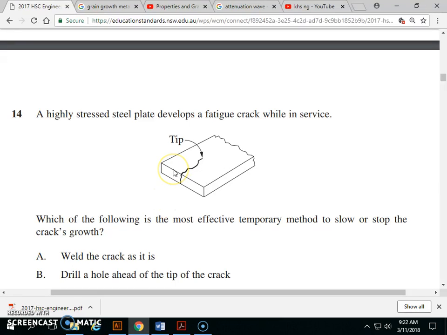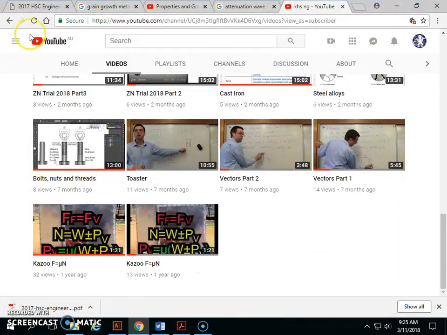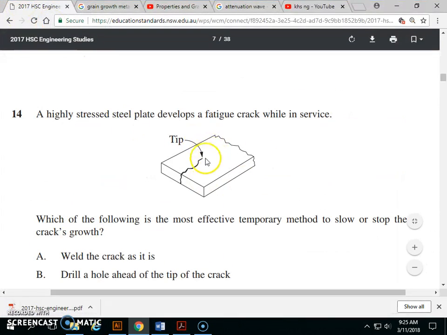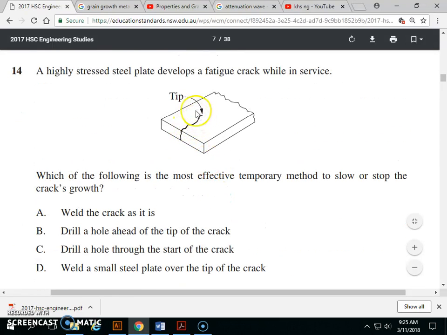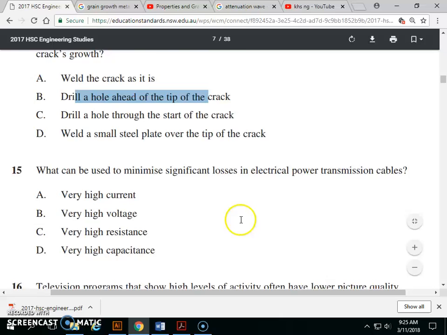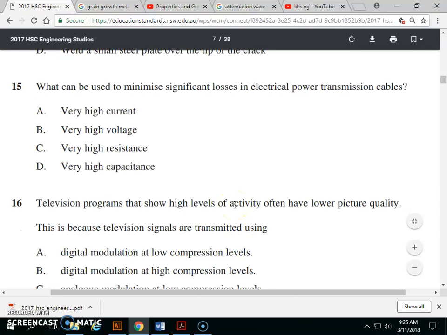Now, question 14. This is a question that I knew my students would get because I have cracks at my house, right? So how do you deal with cracks? I hate cracks. Yeah, drill a hole in the tip of the crack. I get a bit put on tilt with cracks.